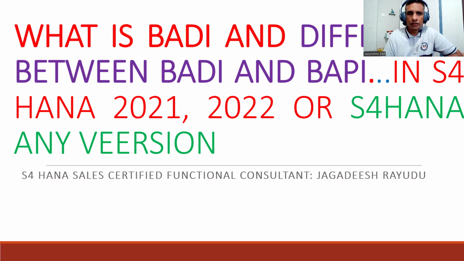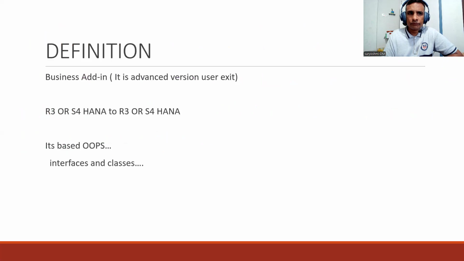Basically, BAdI means Business Add-In. It is an advanced version of your user exit. Technically, it is a combination of classes and methods. A functional consultant need not understand exactly what it is. It is interfaces and classes basically, based on the OOPS concept. OOPS means object-oriented programming.